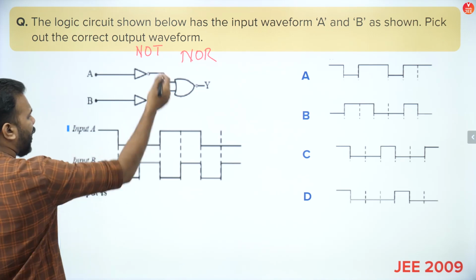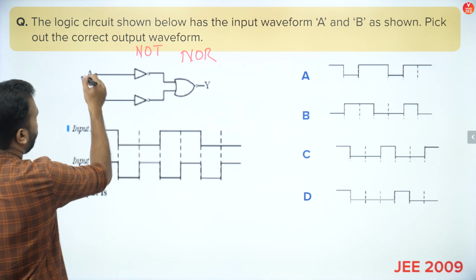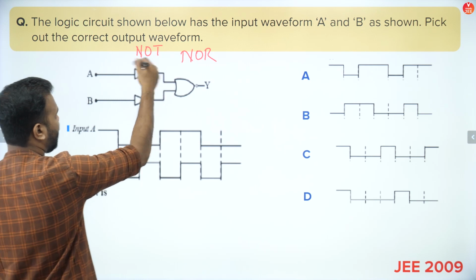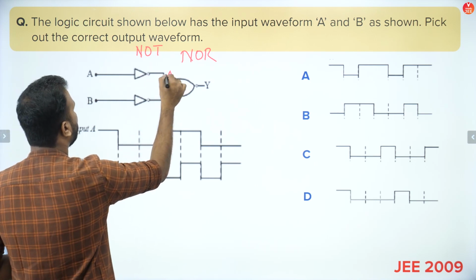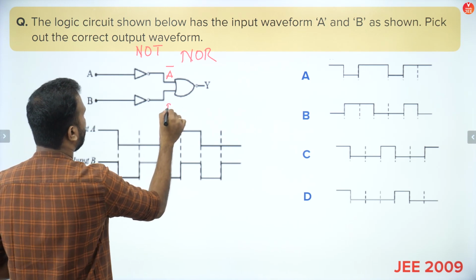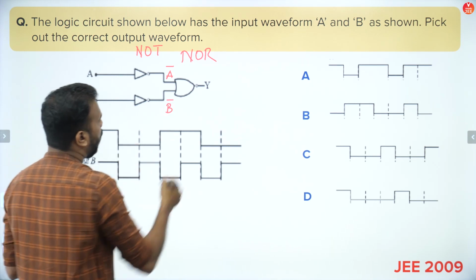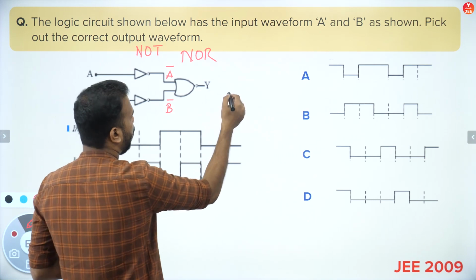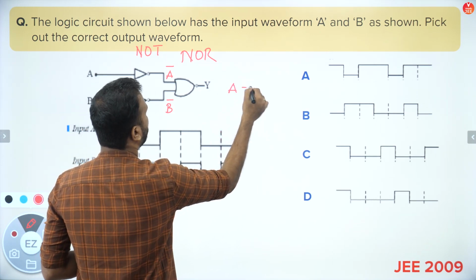So guys, let's first simplify the entire circuit here. If A is the input and passes through the NOT gate, then what you get is basically an inverted output, that is A bar. Similar happens for B, and this becomes B bar. Now, when A bar and B bar pass through an OR gate, the operator is plus.